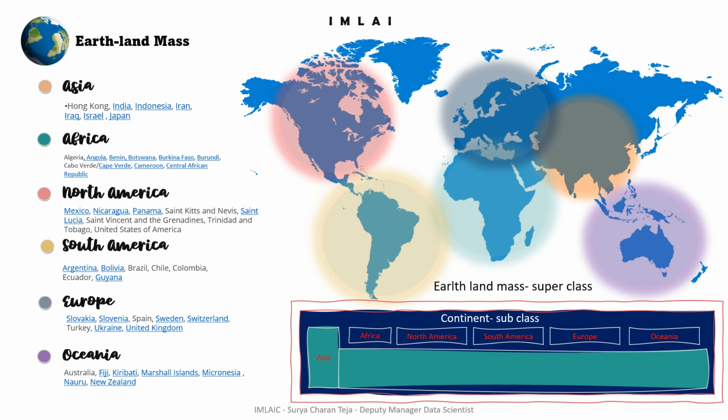For example, in Asia, country is a subclass or subcategorization. Because Asia consists of plenty of countries, out of which I have considered India as one country. So country is a subclass within it, whereas India is a real entity, known as an object with state and behavior.